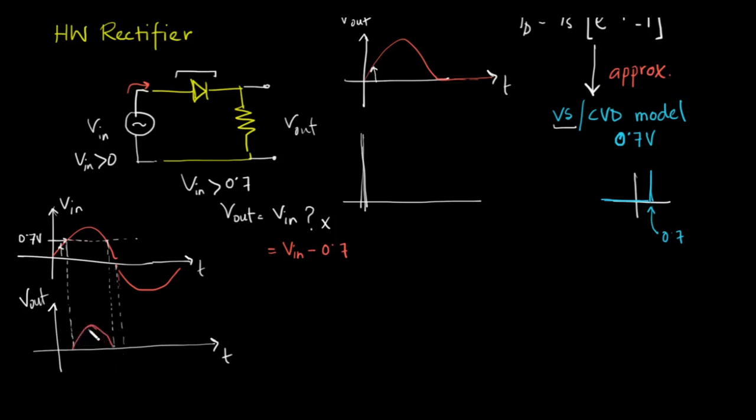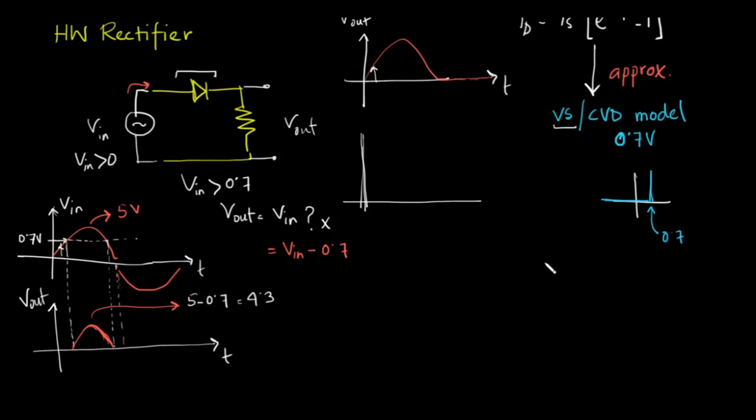Okay, so if the peak value of the input was 5 volt, the peak value of the output will be, can you guess? Well, 5 minus 0.7 volt. Okay, 5 minus 0.7 equals 4.3.